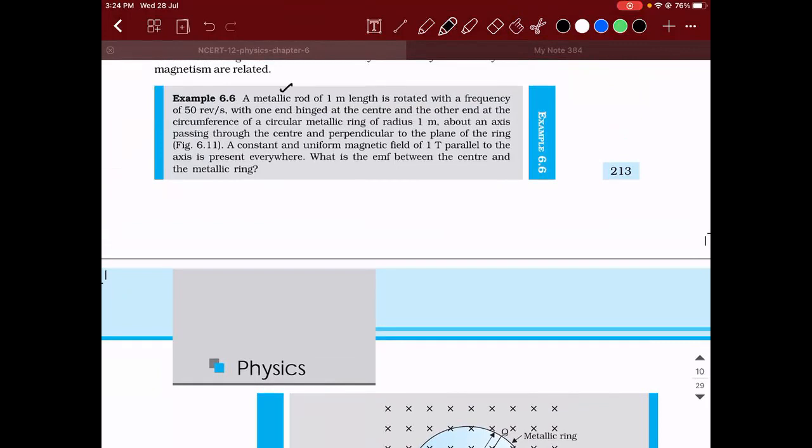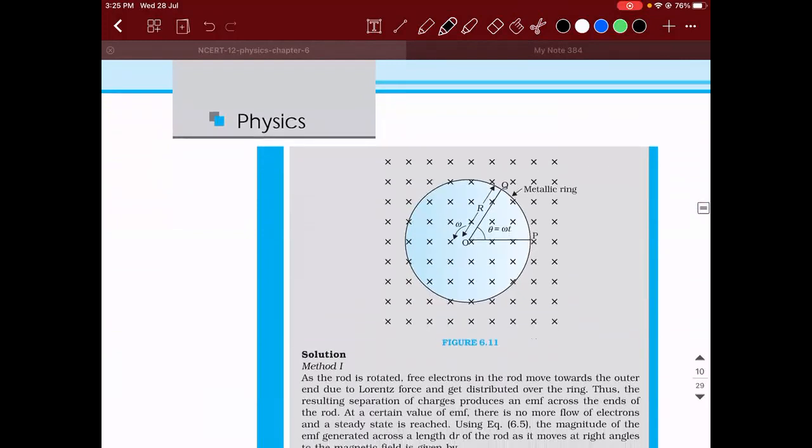Read the question. There is a metallic rod of 1 meter length, which is rotated with a frequency of 50 revolutions per second, with one end hinged at the center and the other at the circumference of the circular metallic ring of radius 1 meter, about an axis passing through the center and perpendicular to the plane of the ring. There is a constant and uniform magnetic field of value 1 Tesla, which is parallel to the axis. What is the EMF between the center and the metallic ring? So how to solve this?